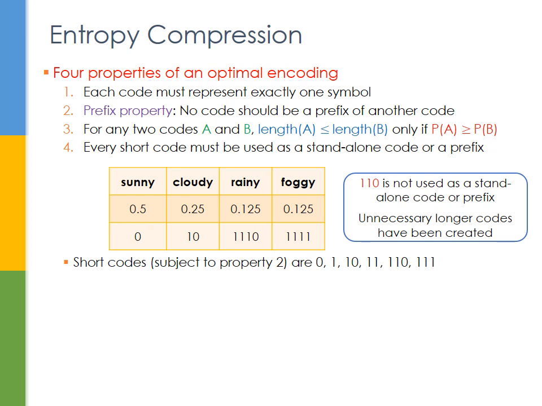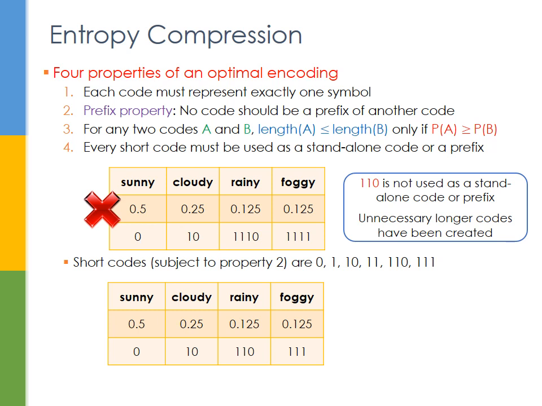However, what we see is that the code 110 is not used as a standalone code, and it also does not appear as the prefix of a longer code. So what this implies is that this encoding scheme has codes that are longer than they need to be in order to encode the symbols with the given probabilities. We are therefore wasting space and using more bits than we require for our encoding, which means that it's not optimal.